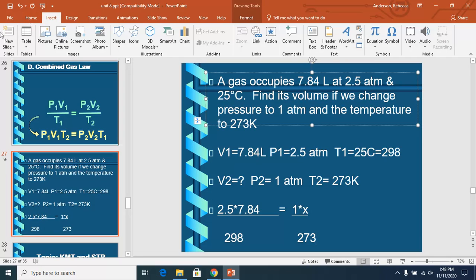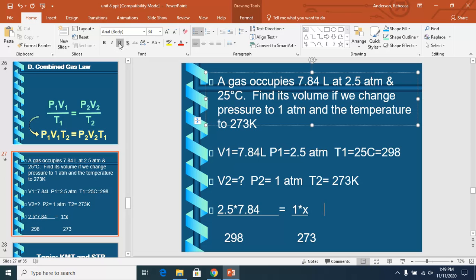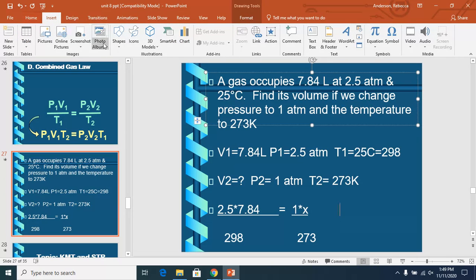All right, so we plugged in P1 is 2.5, V1 is 7.84, divided by T1, which we have as 298, equals P2, which we have as 1, times V2, which is what we're looking for, so X, divided by T2, so 273. So we can cross multiply.